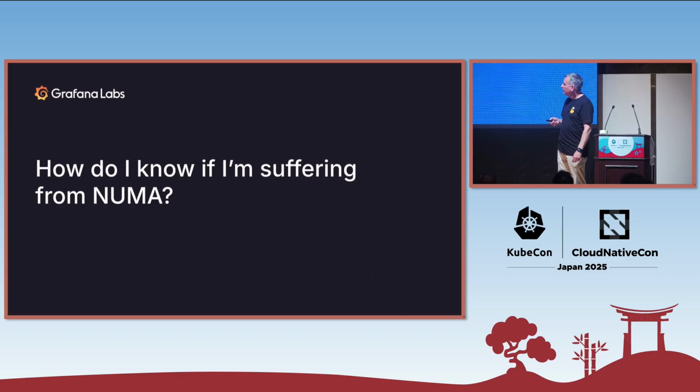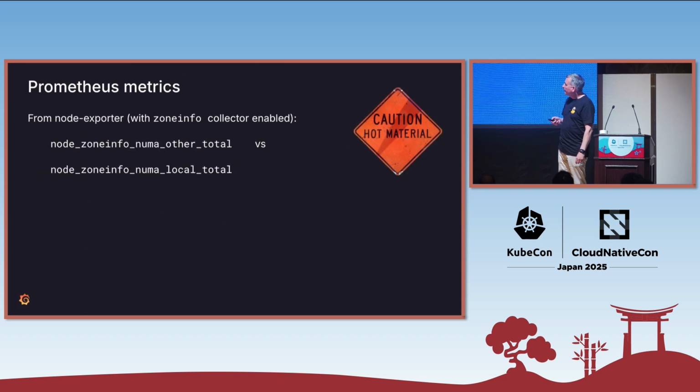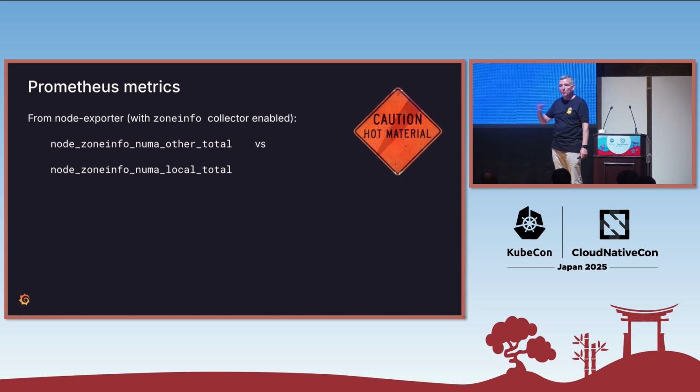How did we figure this out? There are Prometheus metrics. These come from Node Exporter. With these metrics, you can compare memory in other zones against the local zone. This is pretty good. If that ratio is higher than 0, then you have a NUMA problem.